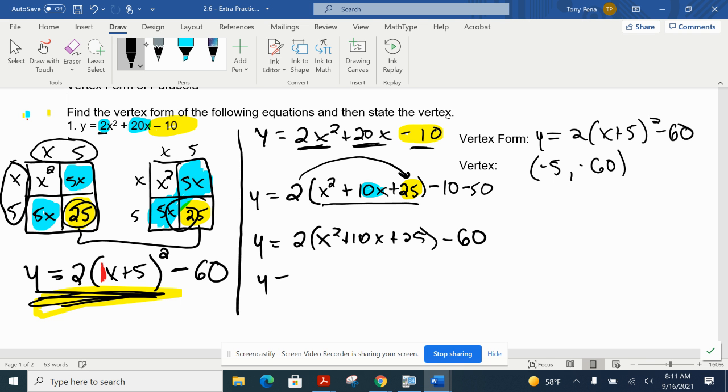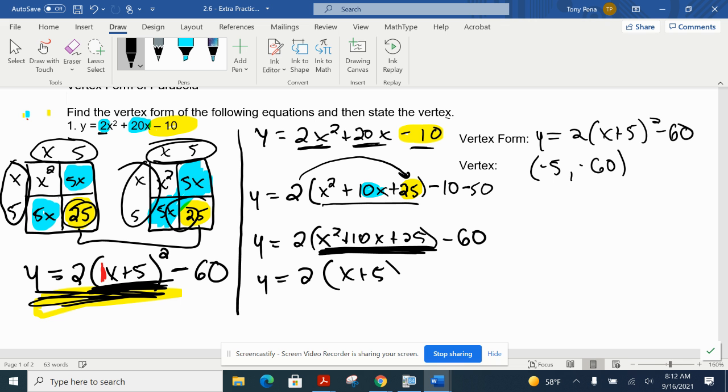We would then just recognize, hopefully, that if I have this, x squared plus 10x plus 25, then if I write it in vertex form, in parentheses, don't we really have x plus 5 squared, and then minus that 60?